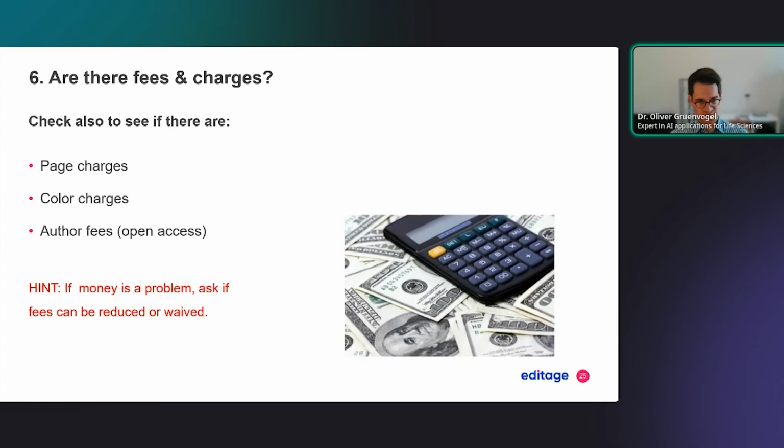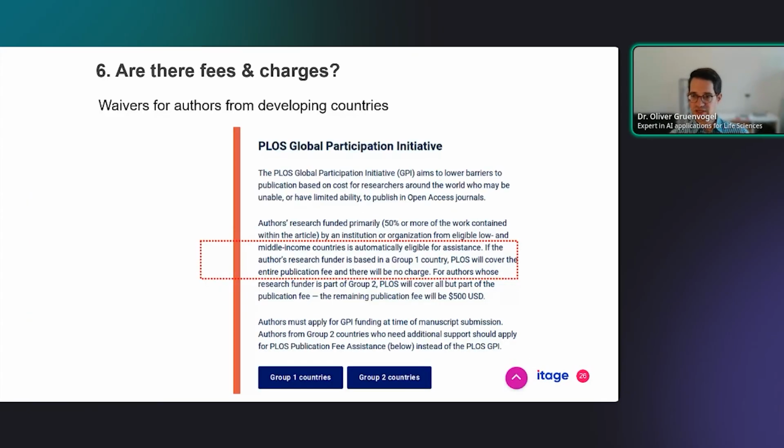Author fees for open access, we've discussed a little bit. There's always a little bit of some fee, at least, to submit something. Importantly, if money is a problem, and in many institutions it is, ask if fees can be reduced or waived. Asking typically doesn't cost anything. You might be lucky.